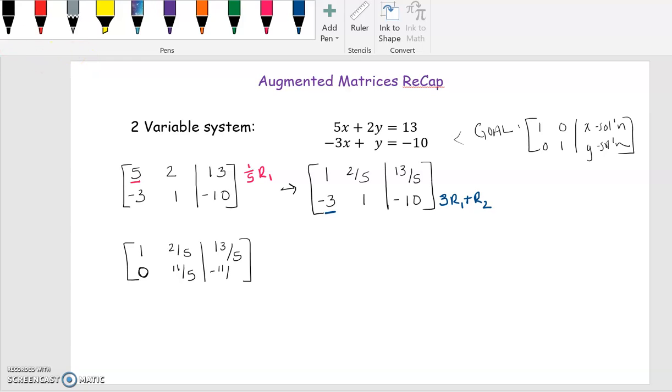I don't know why I had that in the brain, sorry. There we go. And so now, let me make sure I did that right. So 39/5 minus 10, which is 50/5. Yep, that's correct. Okay, good.